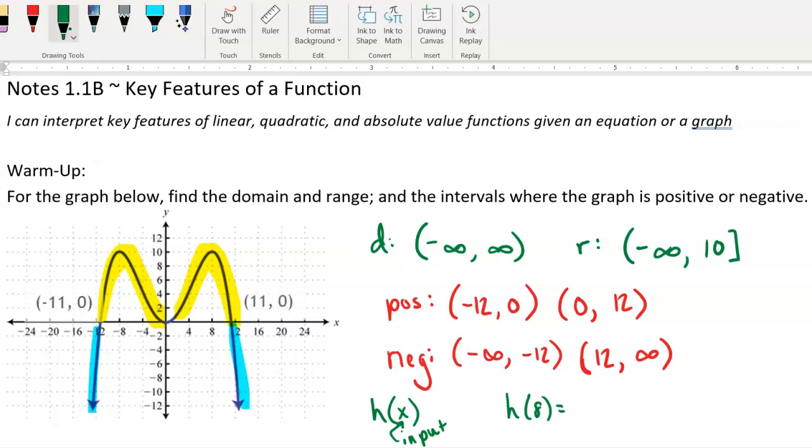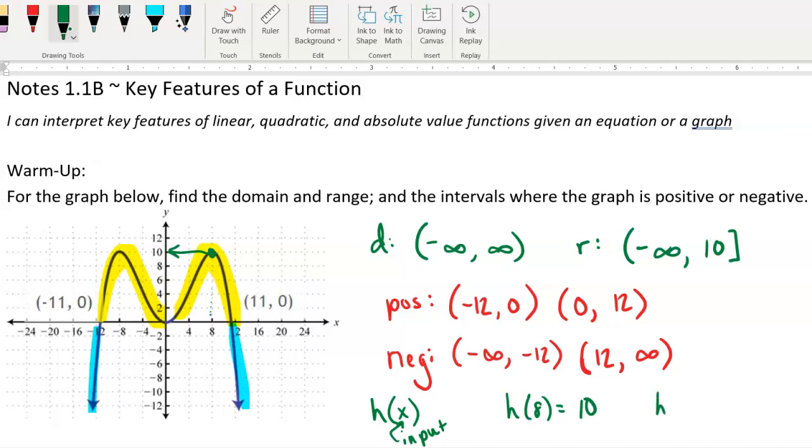So in this graph, when I look at where our input is 8, so I look here where x is 8, and that would give us a coordinate there where x is 8. And when x is 8, what's our y value? Our y value is at 10.